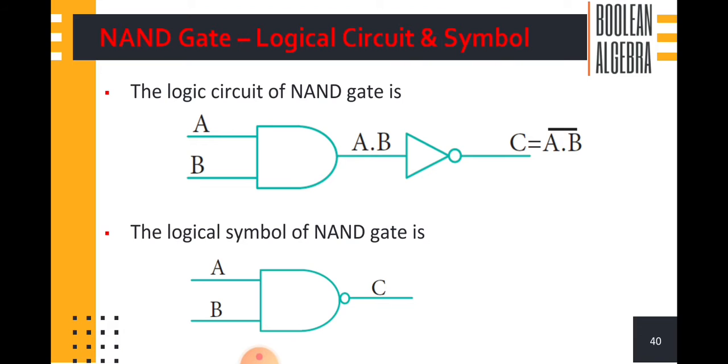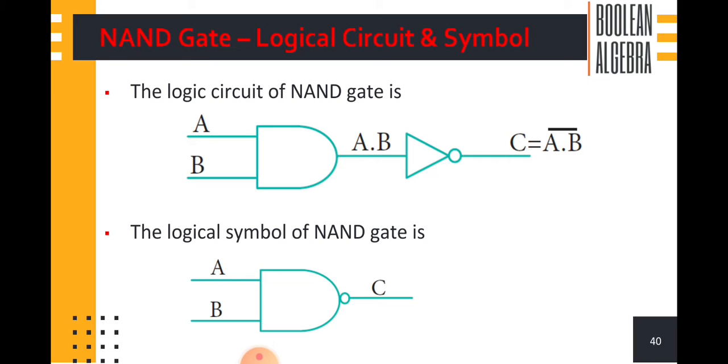Now you can see the logic circuit of the NAND gate. We are passing two inputs, A and B. We already know the NAND gate is the combination of AND and NOT gates. How to draw the AND gate? A D-shaped symbol. We pass two inputs A and B to the AND gate. What is the output of the AND gate? A dot B. The dot symbol is used to specify the AND operator. Then this output is passed on to the NOT gate.